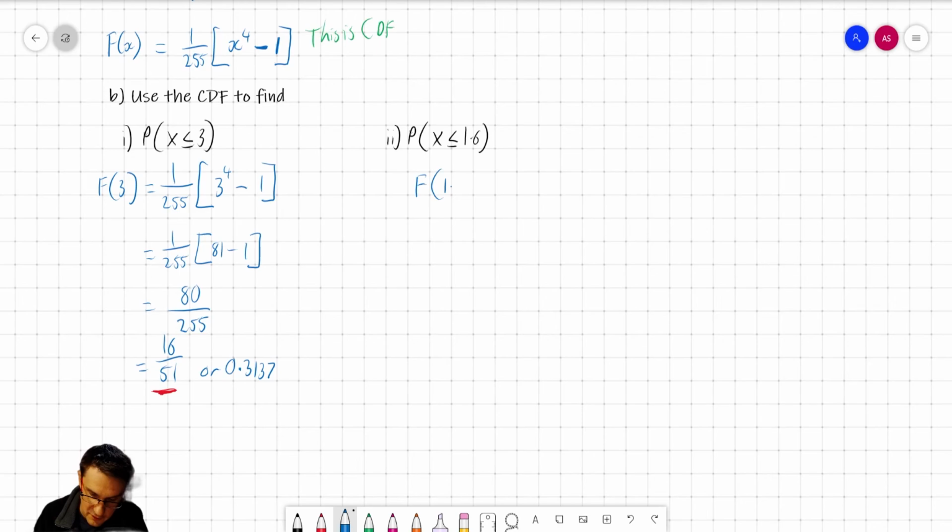Now in the second one here, we're doing the same process again. So I'm going to have F of 1.6. So this is going to look very similar to what I just did. So I'm going to have 1 over 255, and I'm going to have 1.6 to the power of 4 minus 1. Now, as I work this out, this one's a bit more complex, so I'll type this into my calculator. I would get an answer of 0.0218, and this here is the answer to that. So you can see how the CDF has made it a little bit simpler to be able to work out these values here.